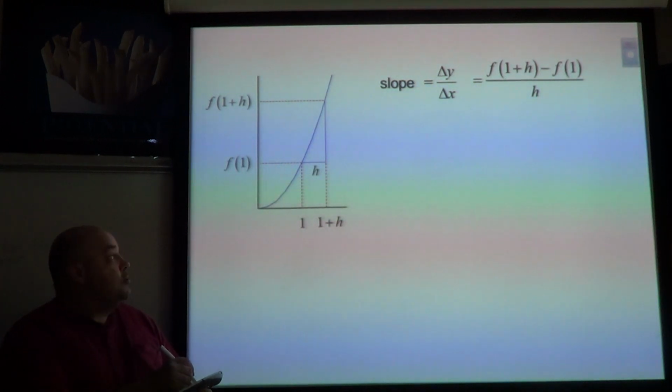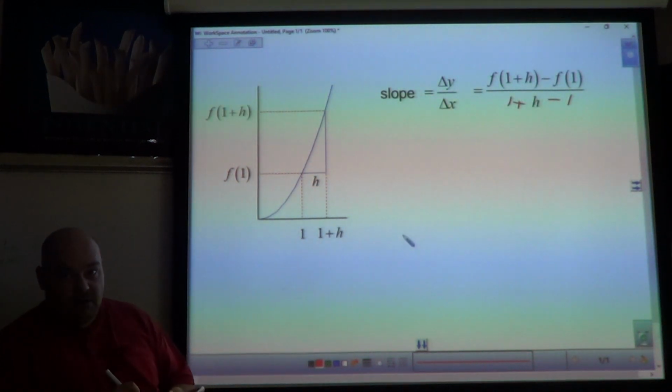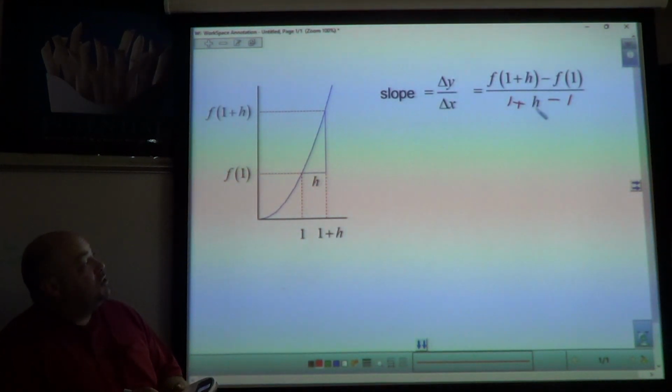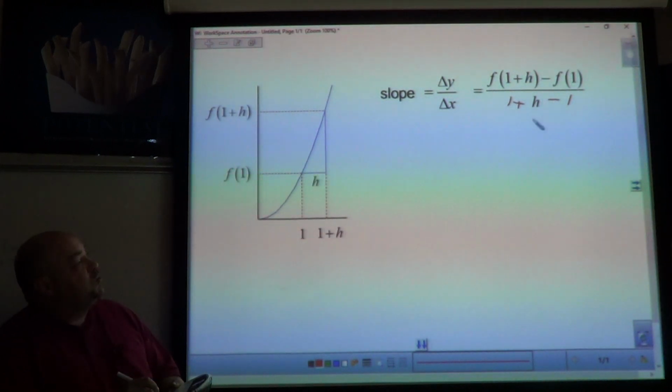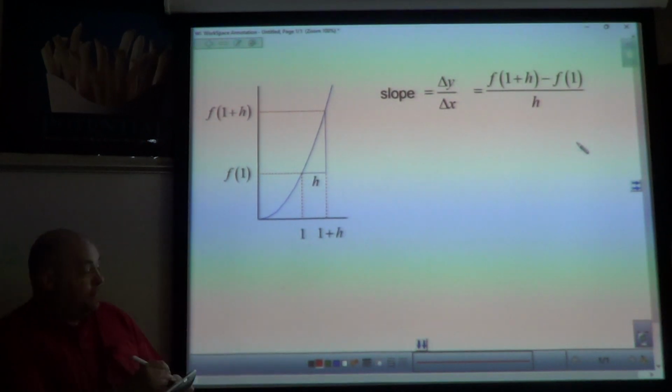Now on the bottom here, we technically would have 1 plus h minus 1, but those cancel out. This would be our y2, our x2, this would be our x1. But the 1's are going to cancel out. That's why we end up with just an h on the bottom.